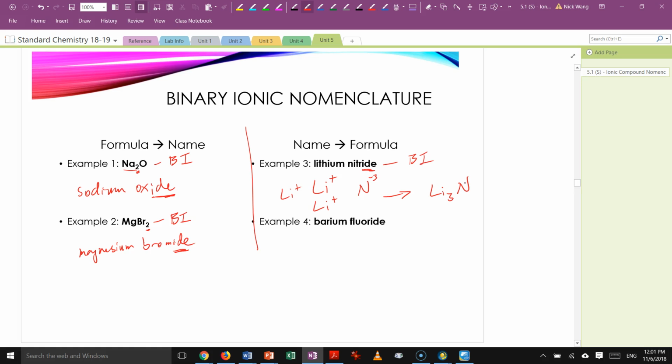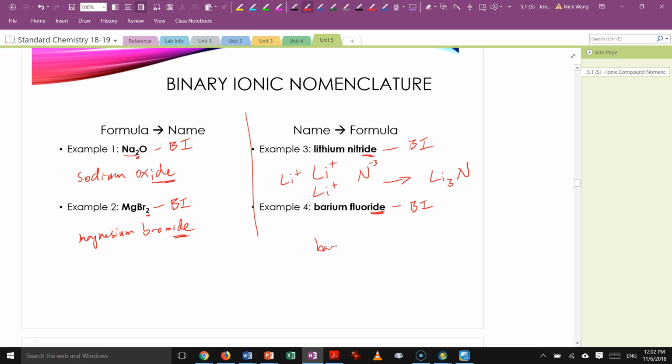Barium fluoride, same way. This time we have a couple of pieces of information we've got to look at. Again, this is binary ionic because you have a metal and a non-metal, and it has the IDE ending as well. So let's put this together. Some of you might find what I just did a little bit long and tedious, so let me give you a bit of a shortcut.